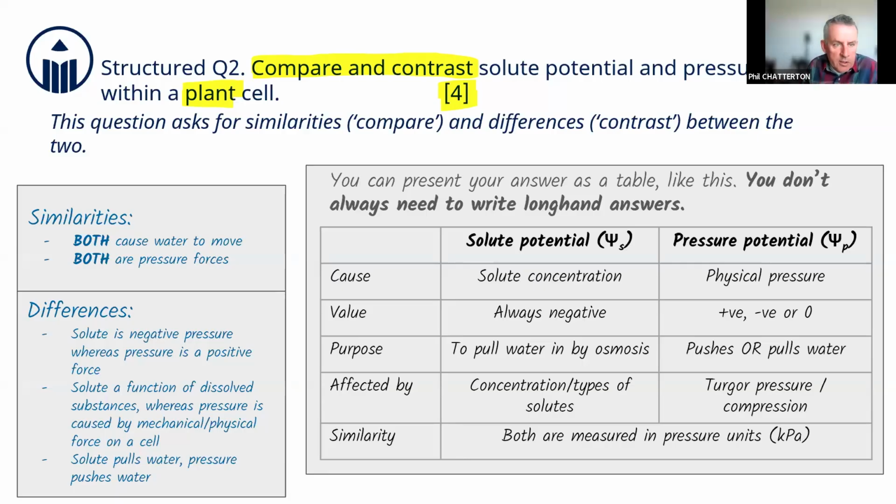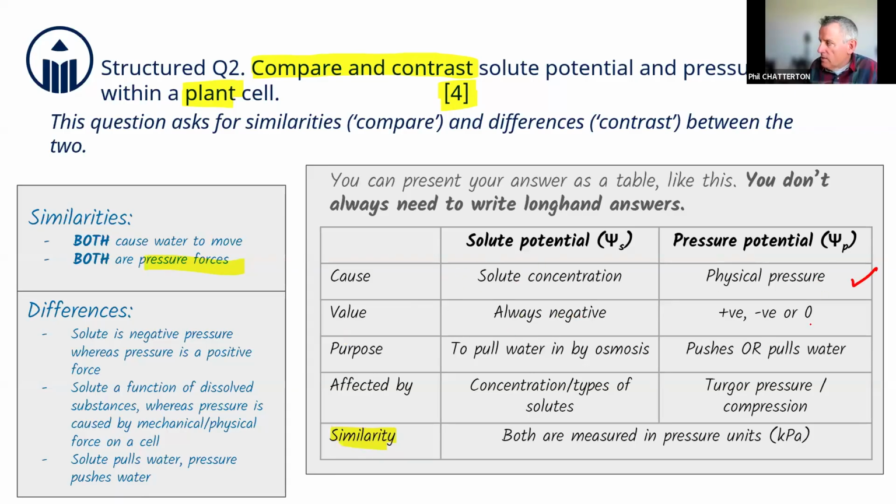So the way this one's been done is that we've put the similarity, or the compare, down here at the bottom, that both are measured in pressure units of kilopascals, which they are, which lines up with this mark scheme point here. And the remainder are all differences. They're all contrasting points, aren't they? So you can put the cause of solute potential is solute concentration and physical pressure, and you get a mark for making a statement that contrasts those two.